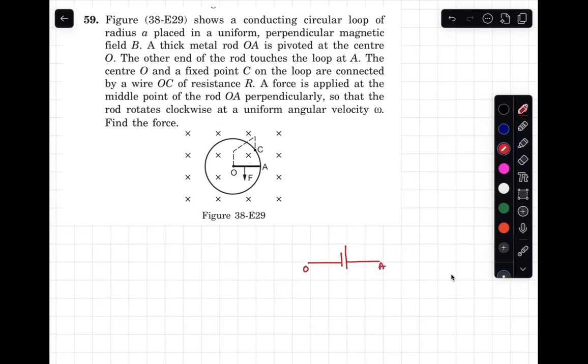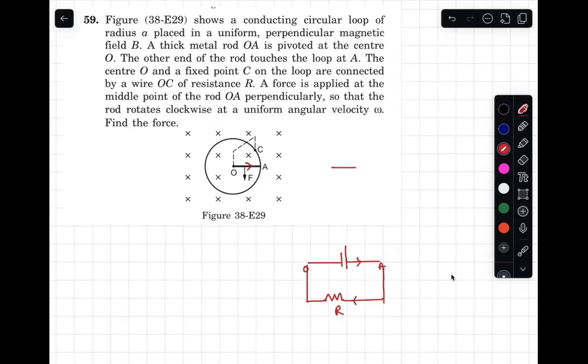Whether it is A or C, remember it is the same, because all that is a conductor. Wherever A is, A and C are at the same potential. So A or C represent the same. O to C are connected with resistance R. Now this is how the current flows. So you can see that the direction of the current flow inside is like this.